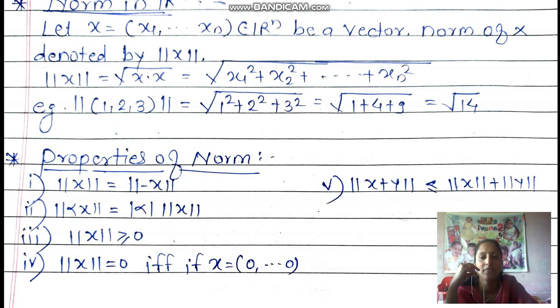Remember? Do you understand? Okay. Now for example, 1, 2, 3 is a vector in R3. So the norm of 1, 2, 3 is equal to what?